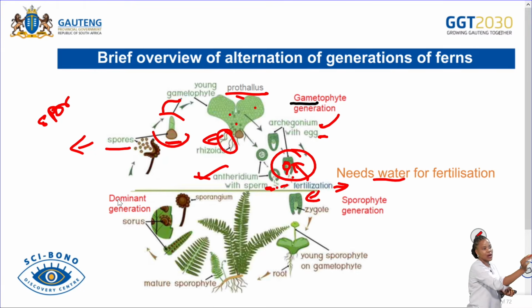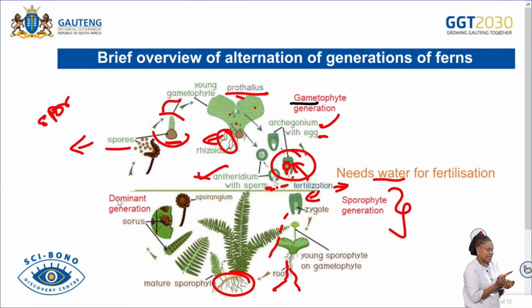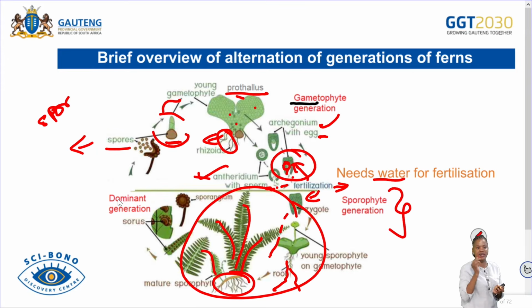After the fertilization has occurred, this structure now develops into what we call the zygote. And then the zygote starts the second generation, which is the sporophyte generation. The zygote develops into the young sporophyte. On the gametophyte, here are the roots now. The roots are starting to develop, and then the roots are anchored in the soil, and we end up having the mature sporophyte. This is what we'll be seeing, which is our fern plant.